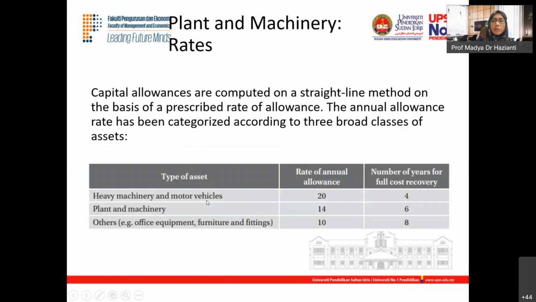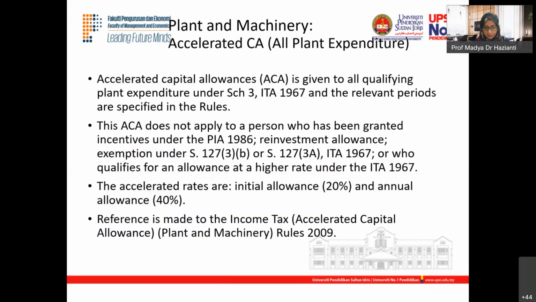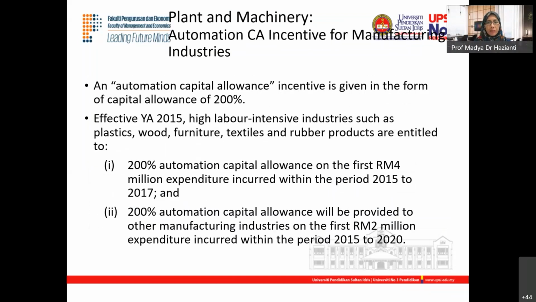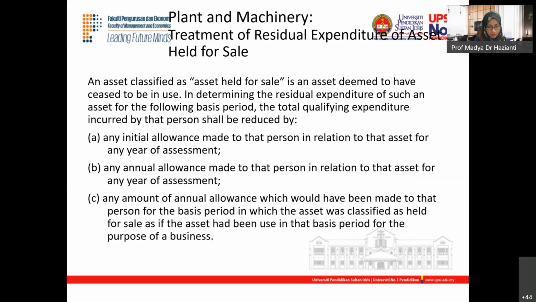Kalau tadi yang biasa, this is normal rate lah, this is the accelerated rate. So like I said, the company yang entitled untuk accelerated ni is utility company, recycling company, agricultural sector. So if the company belongs to this category, dia boleh dapat accelerated ni. Okay, automation capital allowance, ni lagi lah 200% untuk high labor intensive industries, plastic, wood, furniture, textile, rubber products ni. Ini dapat 200%. So banyaklah allowance that they can claim.